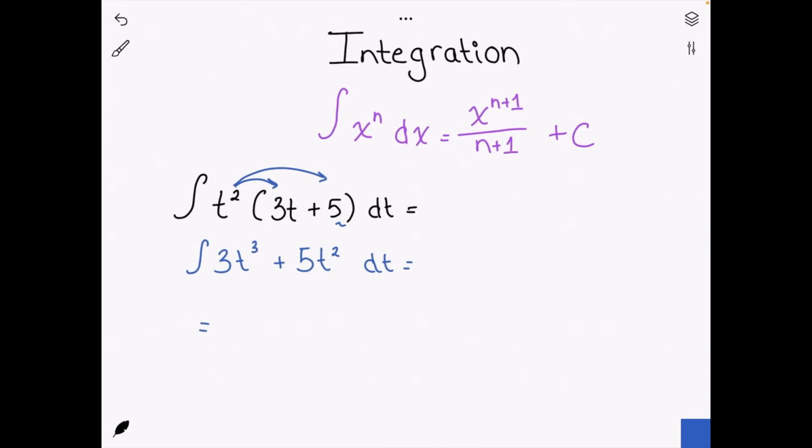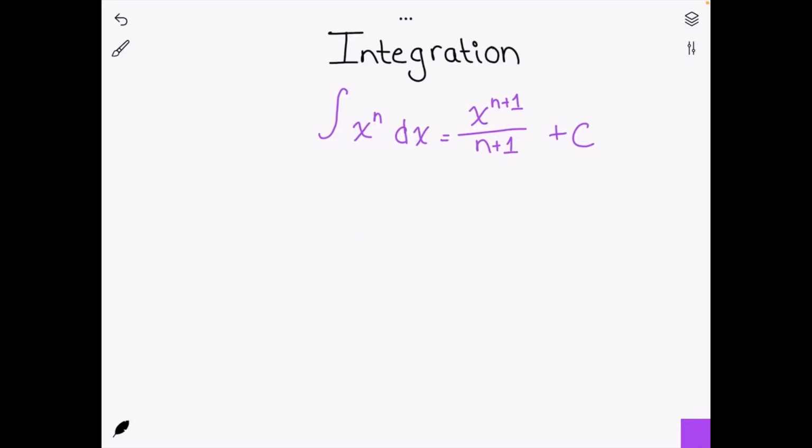So here we have 3 and 3 plus 1 is 4. So 3 over 4 t to the power of 4 plus 5 over our new power, which is 2 plus 1, 3, so 5 over 3 t to the power of 3 plus c.